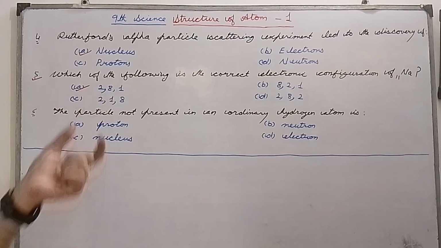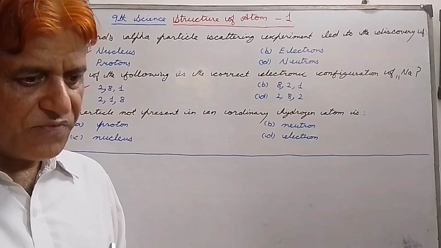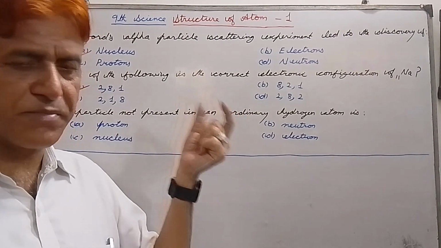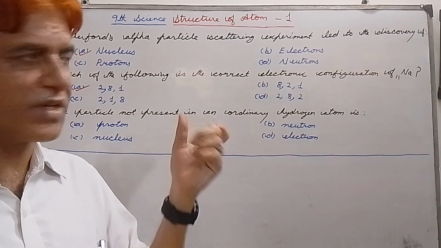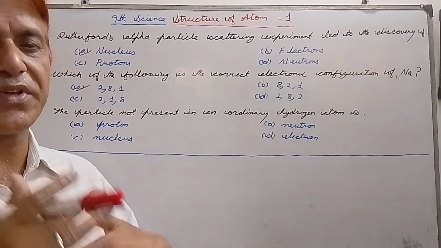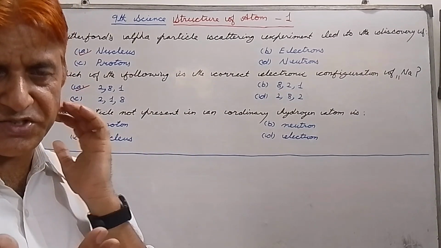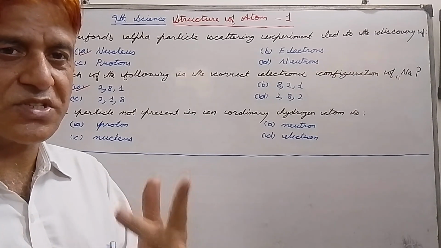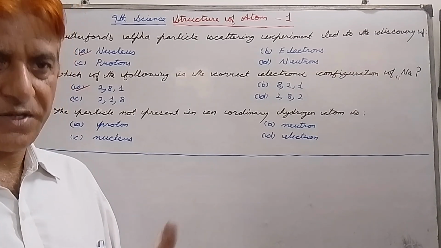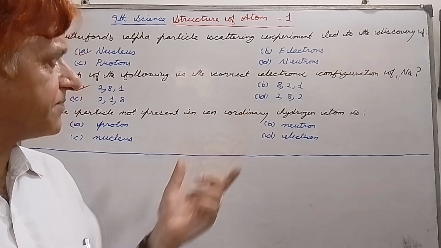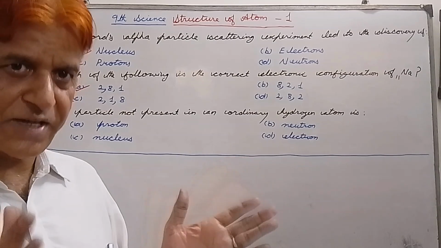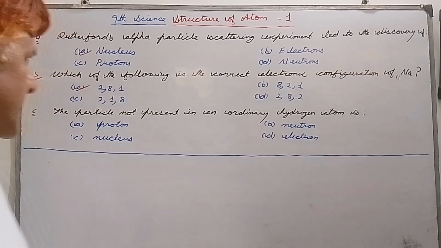So my dear students, when we write electronic configuration, we need to know two things. First, the atomic number of that element or atom, and second is how we arrange the number of electrons in different energy shells. So we must know these two things before we write the electronic configuration of any atom of any element.